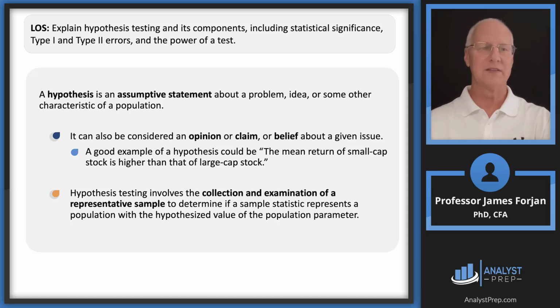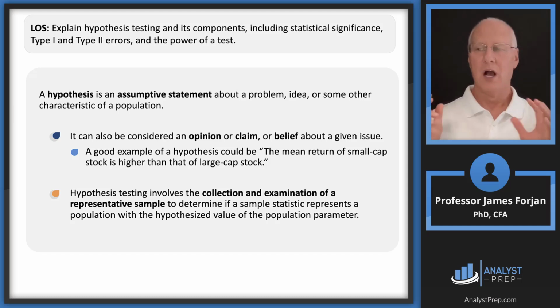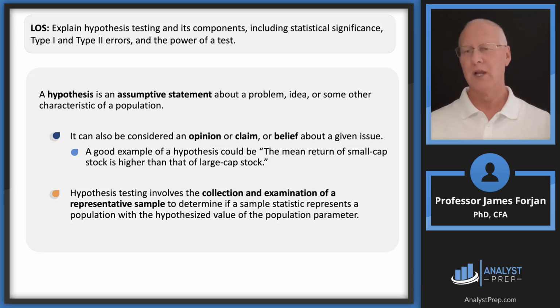All right, so look at this thing here at the very top, an assumptive statement about a problem, idea, or some other characteristic of a population, and that could mean almost anything. I could come up with a statement about a problem or idea or some characteristic of the population of James Bond movies. I could say, you know what, Sean Connery is by far the superior James Bond, and we could have a conversation about this.